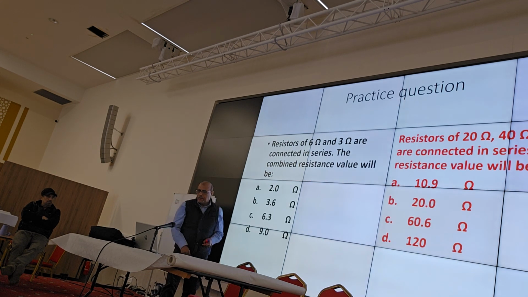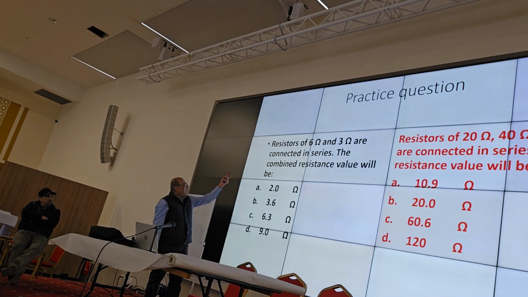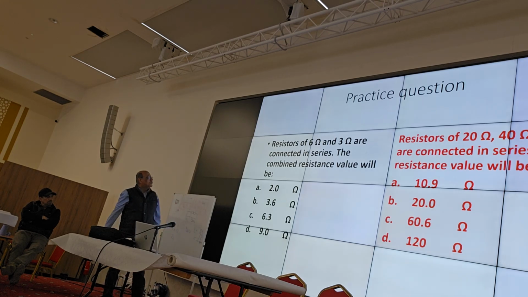Let's do this question. It says that resistors of 6 ohms and 3 ohms are connected in series. Find the combined resistance, meaning calculate the total resistance. Series circuit, so you are going to simply add up. 6 plus 3, answer is 9. So which answer is correct? It is D.